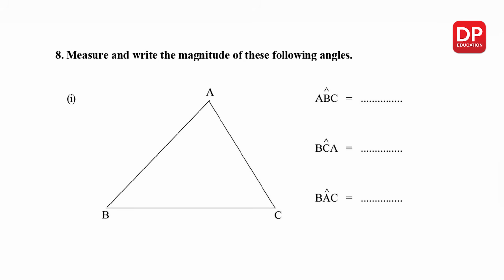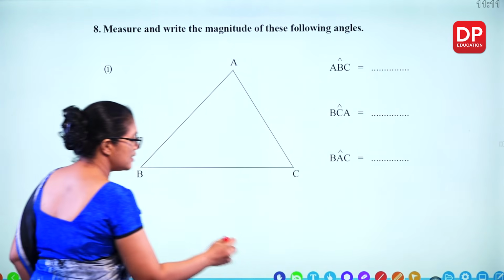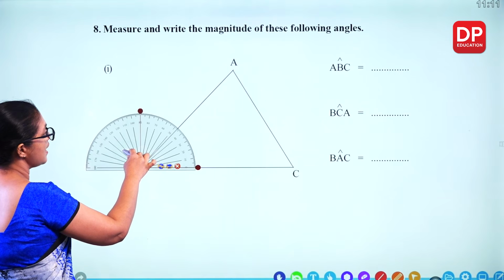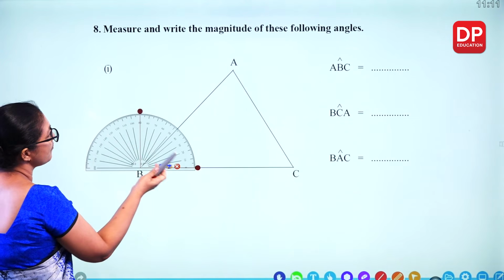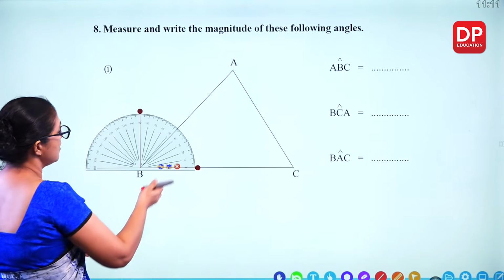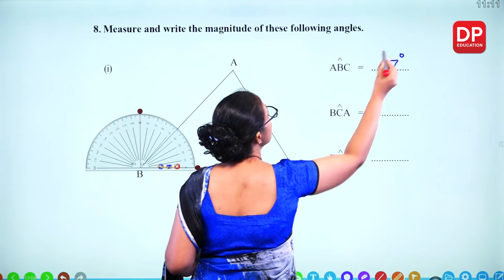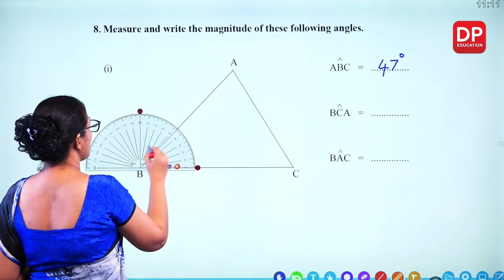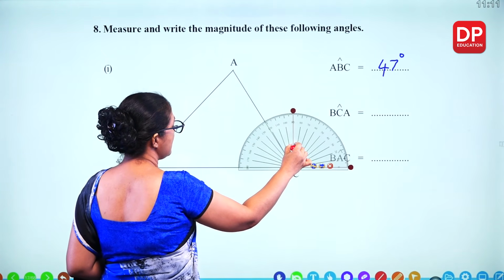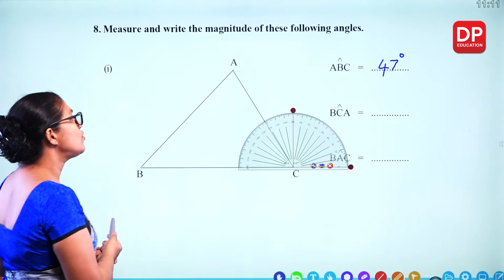Measure and write the magnitude of the following angles. A, B, C, this angle. So take the protractor and we'll measure and see what the angle is. This way, that's 47. From here, 47 degrees. ABC is 47 degrees. BCA is this one. Keep here and measure the C angle. C angle, I can see this way is 121.